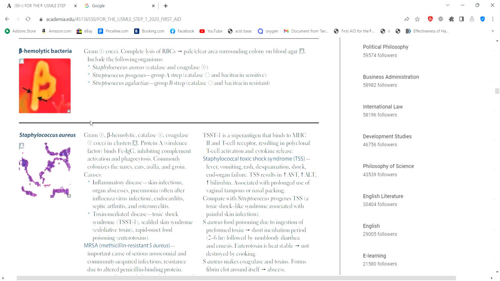This is pyogenes, so this is group A. Group A is always going to be bacitracin sensitive. So it is catalase negative and bacitracin sensitive. Streptococcus agalactiae is group B strep. It is catalase negative because it is strep, and it is going to be bacitracin resistant. Remember, group B, babies, resistant. Bacitracin resistant, and it is going to be PYR negative.